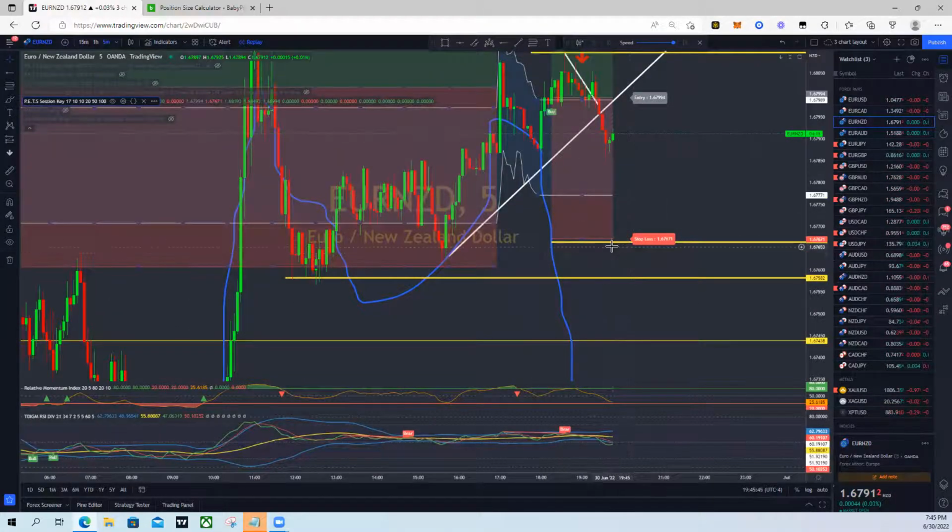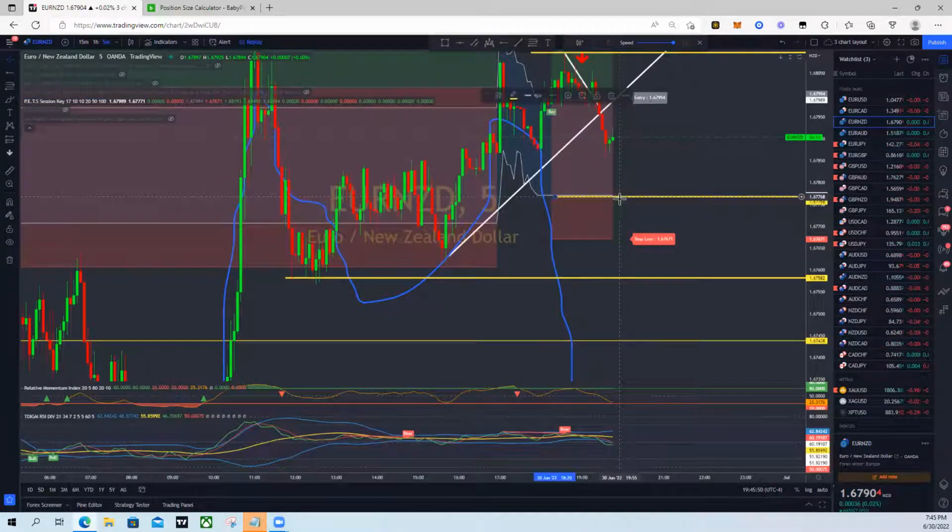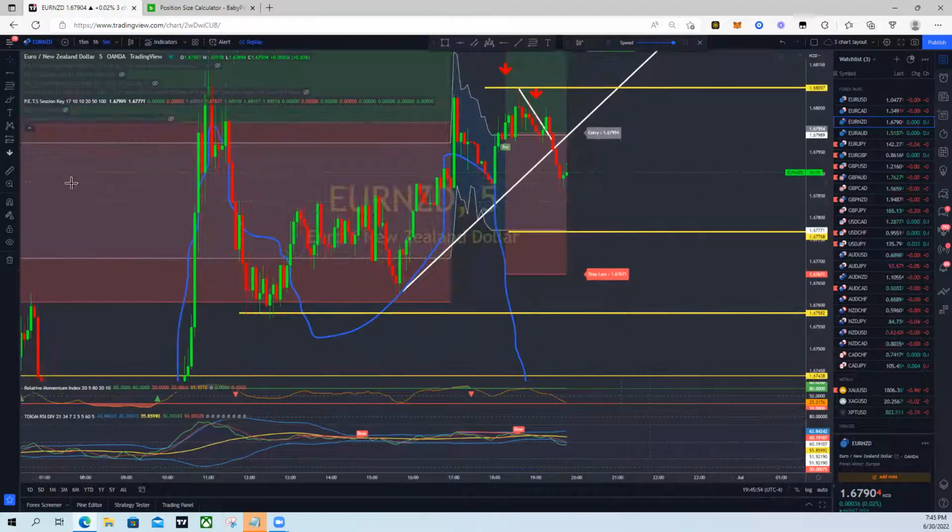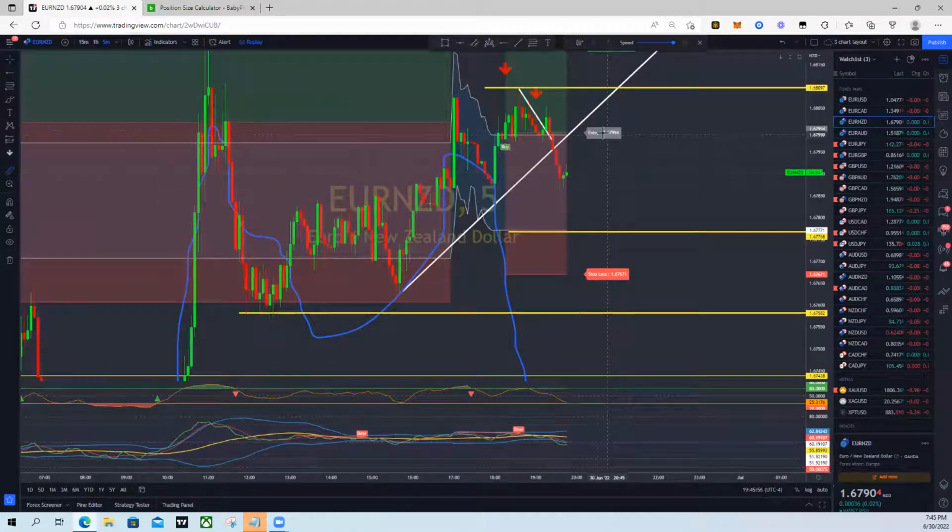But me, I don't want to risk this much. So what could be another area of support? I can do it at the initial zone itself, which now is about, I forgot what it was. My stop loss is now about 20 pips, right?